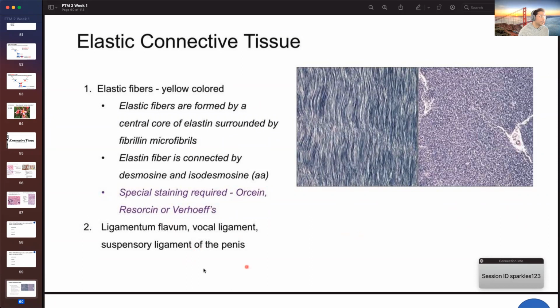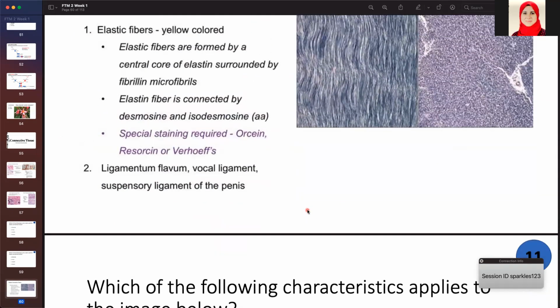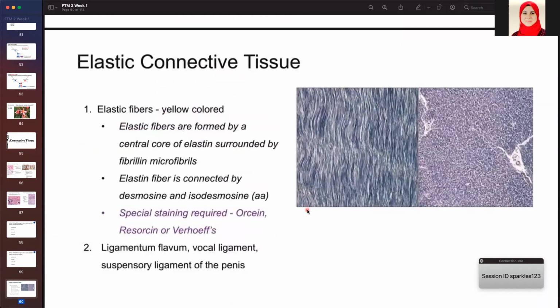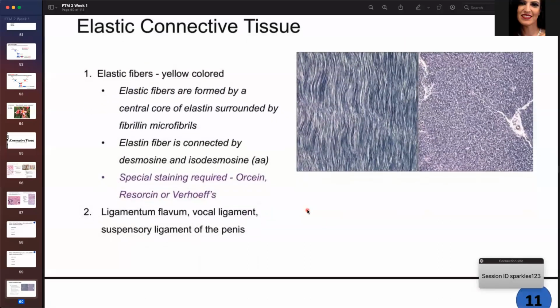So locations: ligamentum flavum, vocal cords, and suspensory ligaments of the penis. Okay, just be aware of those. We got tested on these specifically. I have a question. Go for it. Silver stain, we use it for reticular. Is that right? Reticular, yeah. Thank you. And also fibers tissue.